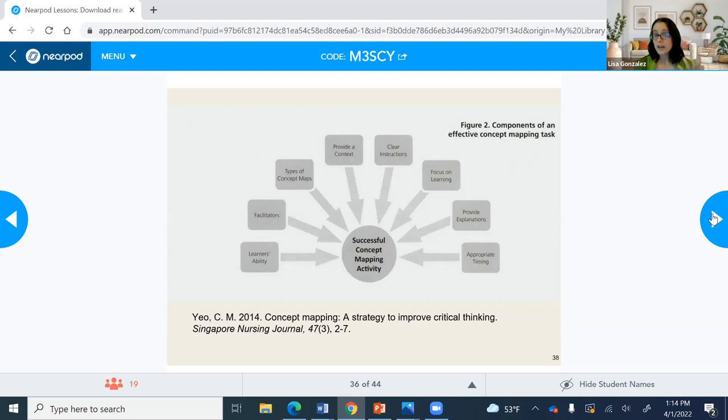Make sure you have enough time for this. Concept mapping takes some time. If you're really diving into it, a good half an hour you could use. You could do a quick version, but it could take some time. And make sure you have clear instructions.